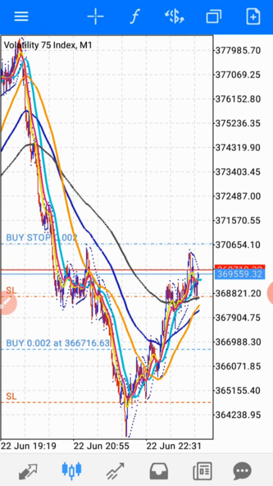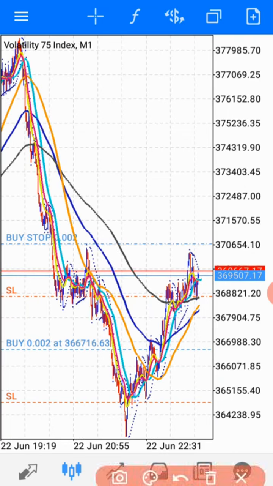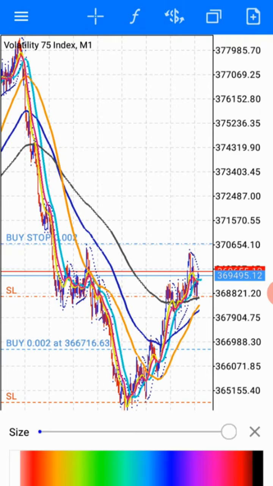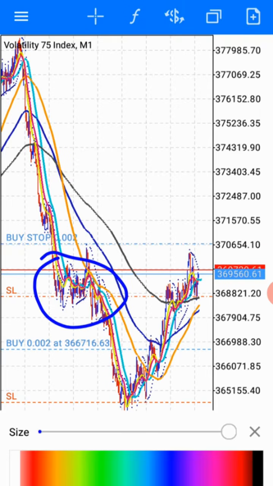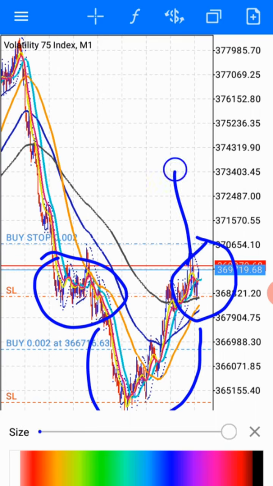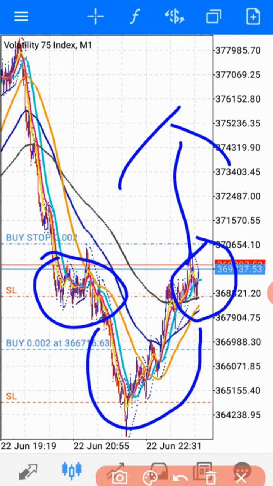Now you see that it's making this kind of reversal, this inverse head and shoulder reversal. See the shoulder here, which is the sign of a buy. See the shoulder here, see the head here, and see another shoulder forming here. So the second shoulder will be a kind of long buy.